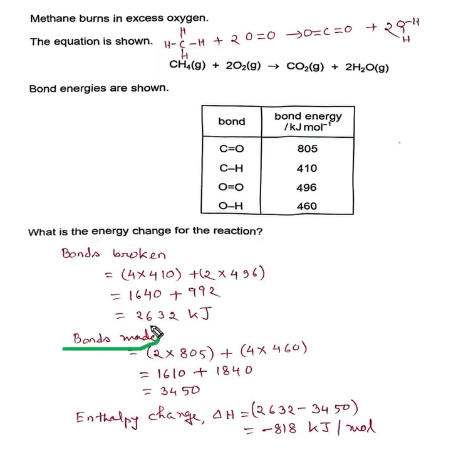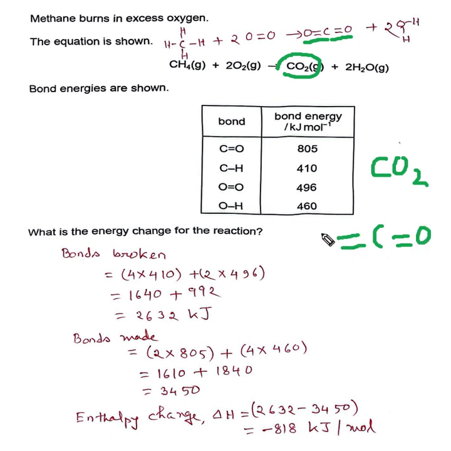Now bonds made, or bonds formed. In products bonds are made, bonds are formed. So you see one product is carbon dioxide. In carbon dioxide there is a carbon oxygen double bond, and another carbon oxygen double bond. There are 2 carbon oxygen double bonds in carbon dioxide. So bonds made, 2 times 805. You see the carbon oxygen double bond is given as 805.